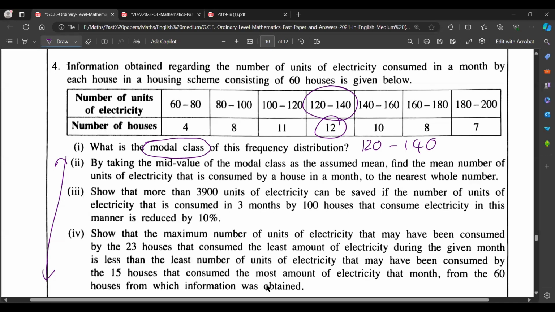By taking the mid value of the modal class, they ask you to find the mean number of units. Let's consider the house of the one. To the nearest whole number.